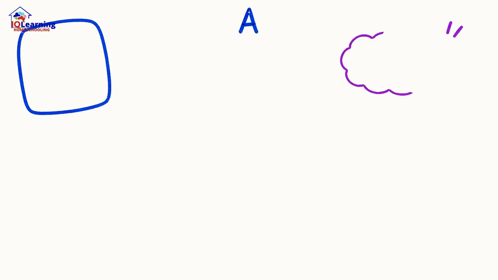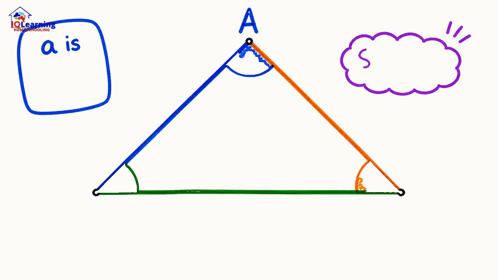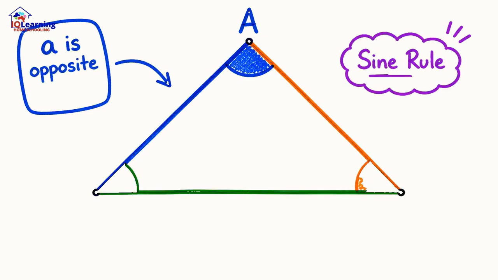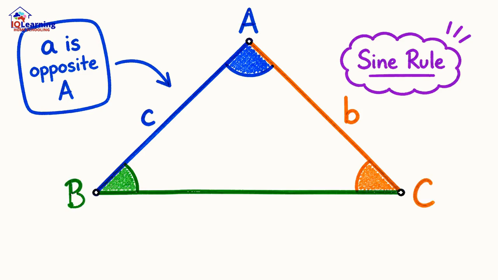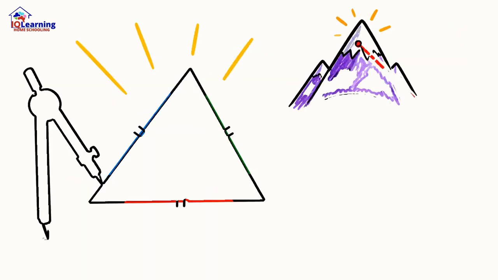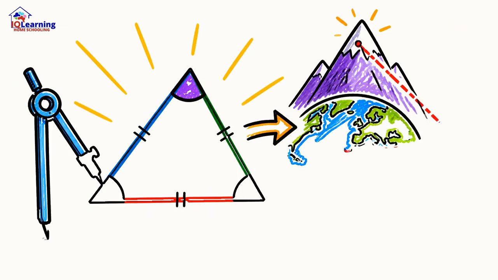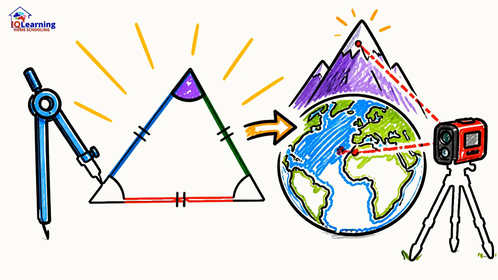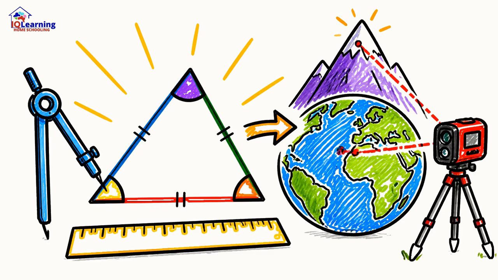So, label your triangle carefully, side A, opposite angle A. Use the Sine Rule for matching pairs, the Cosine Rule for a side-angle-side sandwich. With these tools, no triangle is unsolvable. You've moved beyond the limits of the right angle and can now measure the world as it truly is.